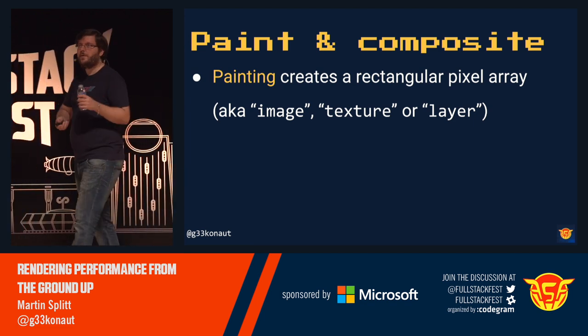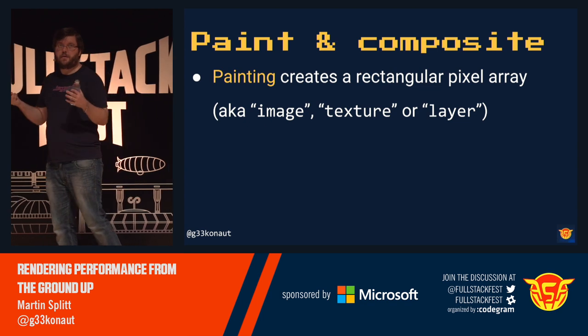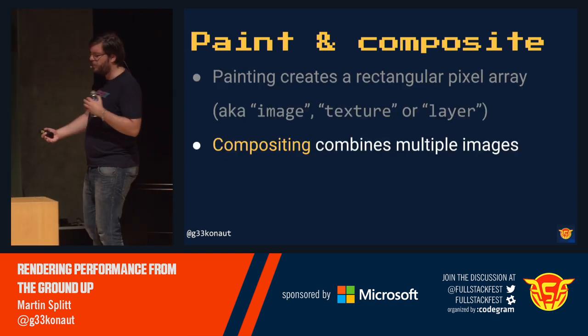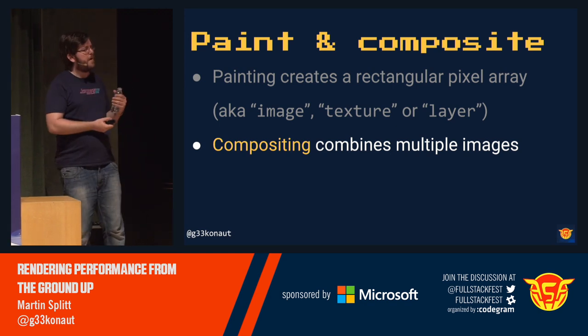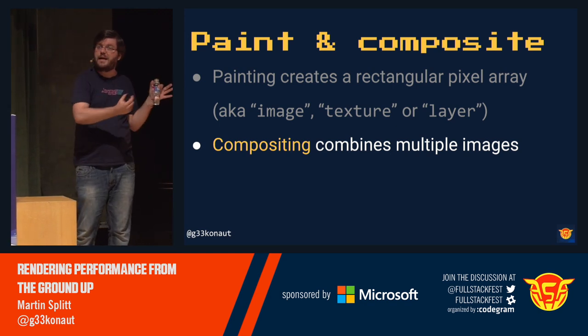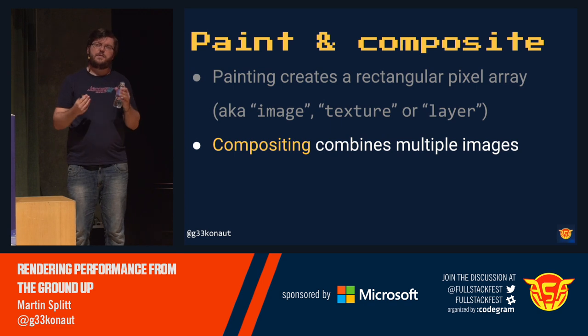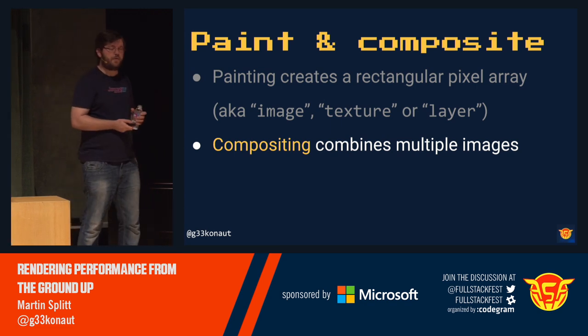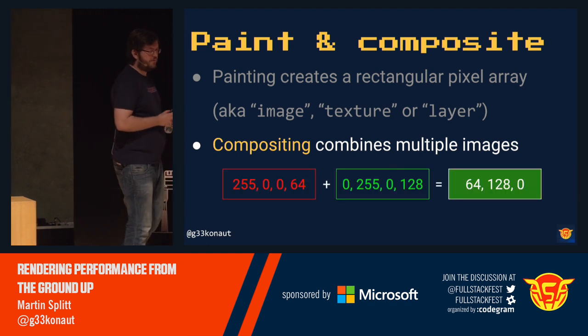It's a bunch of numbers that form a rectangular array of pixels. And now, as I said, we want to put multiple of these over each other. For instance, we might want to put a background and then a nyan cat on top of it. So we have to combine them. And this combination of the two is called compositing. And it works like this.